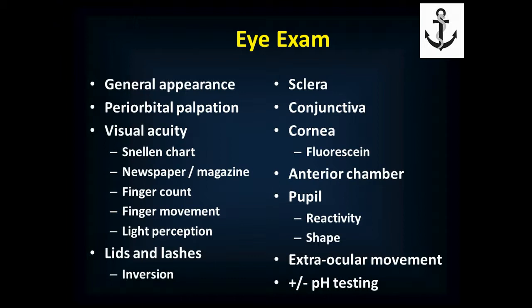Are extraocular movements intact? That is, if you hold up your finger and have the patient follow your finger with their eyes, can they follow them left, right, up, down, and then can they converge? Can they follow your finger in towards their nose? And if there is any suspicion at all of a chemical exposure, you need to test the pH of the eye as well.